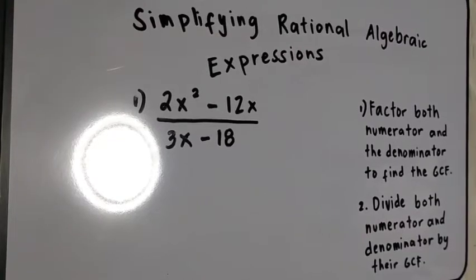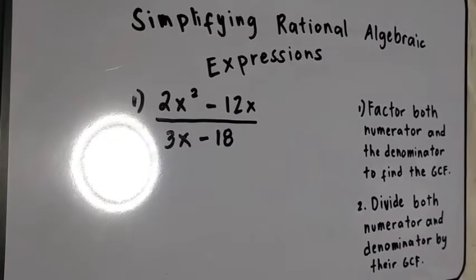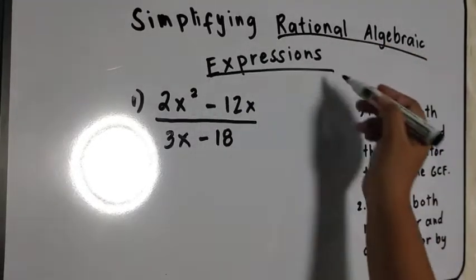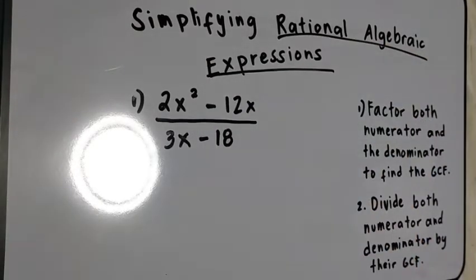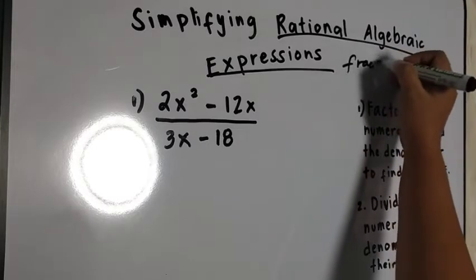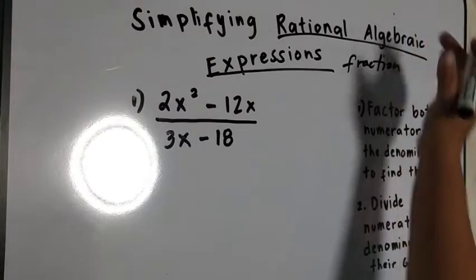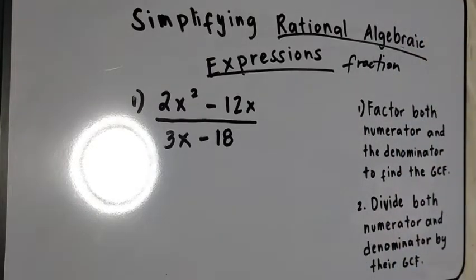The topic for today is all about simplifying rational algebraic expressions. But before we begin, let us first define rational algebraic expressions. When we say rational algebraic expressions, it is simply the quotient of two polynomials, or a fraction wherein the numerator and the denominator are both polynomials.